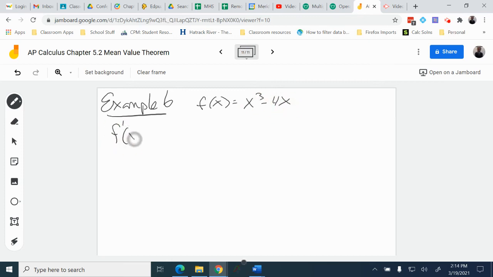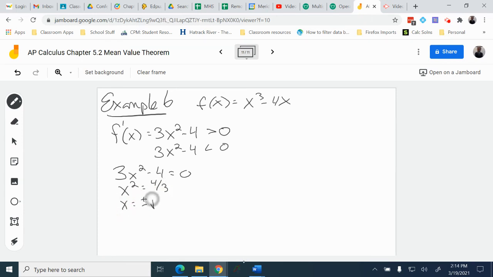So very quickly, the derivative of this function is 3x squared minus 4. I want to know where this is greater than 0, and I want to know where this is less than 0. One strategy, and the strategy I like, is to start by finding out where it is equal to 0. And we get that x squared is equal to 4/3, which means that x equals plus or minus the square root of 4/3. Square root 4/3 negative and square root 4/3 positive.